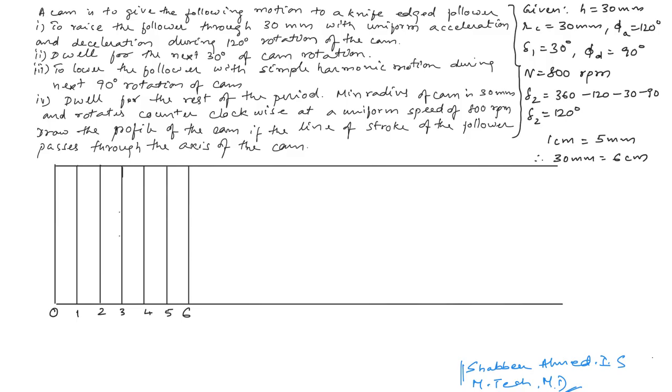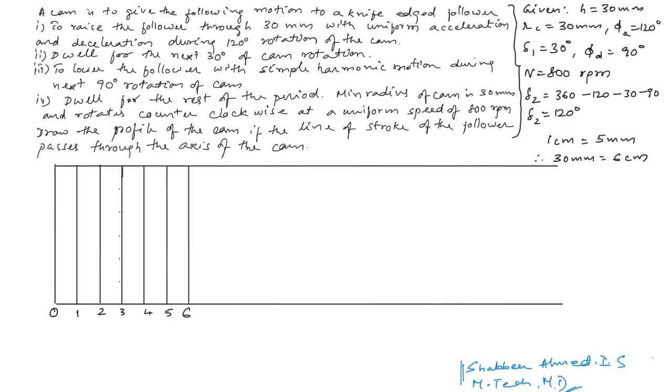6 equal parts, because we have divided the x-axis for ascent into 6 equal parts. So we divide this vertical line also into 6 equal parts.